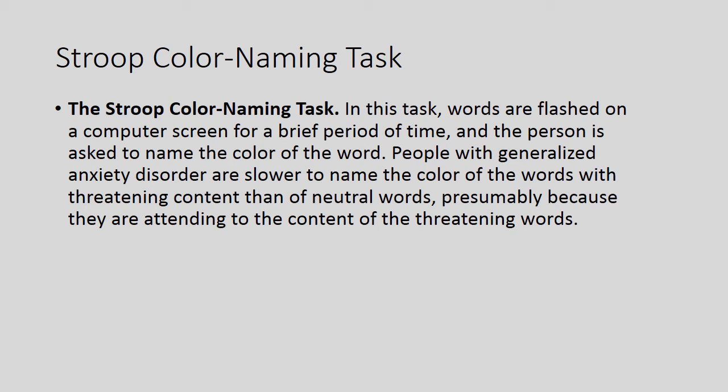And here's what it looks like. A card would be flashed, and the correct answer would be red. Another card would be flashed, and of course the correct answer here is green. What psychologists found was it took longer for those diagnosed with GAD to name the color of the cards with words like disease compared to neutrally worded cards.